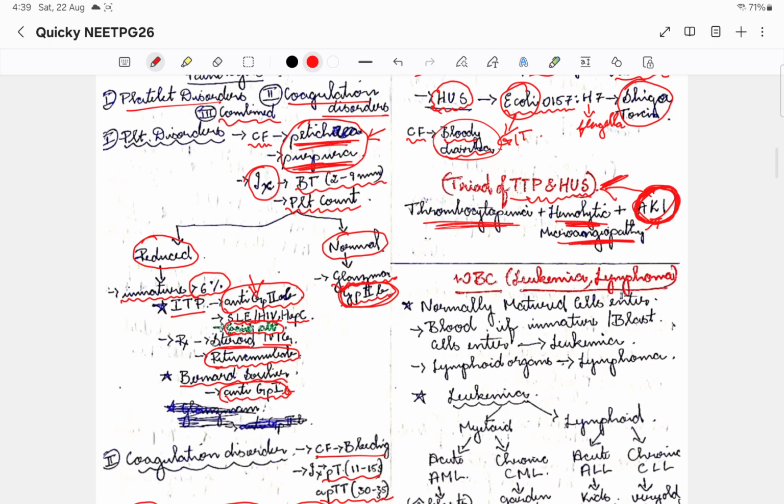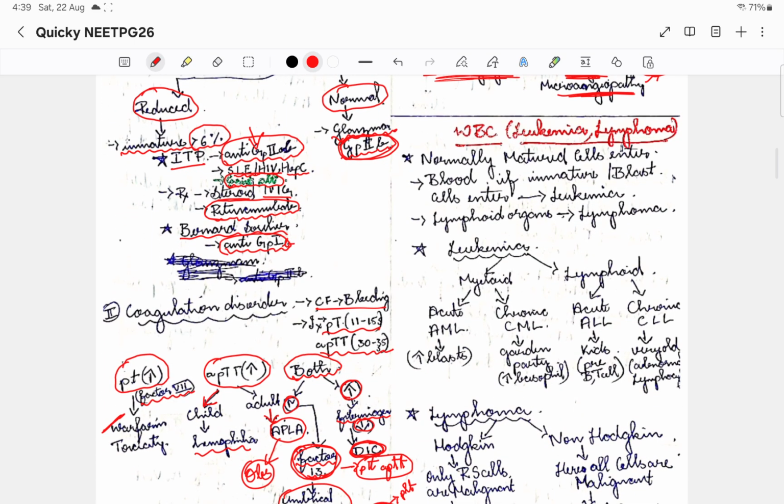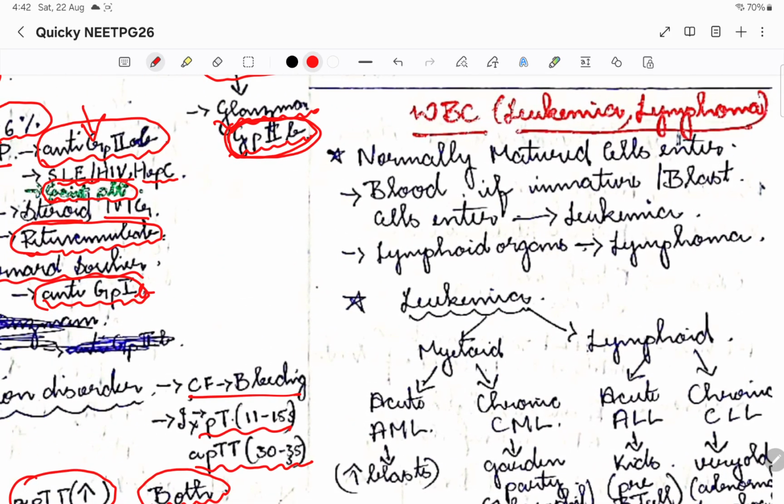So now the major thing, the leukemias and lymphomas, your favorite topic with respect to WBC, we'll see. Let us see what these leukemias and lymphomas are. Normally, matured cells enter the blood, right? From the bone marrow, all the hematopoiesis will happen inside the bone marrow itself and release whatever the matured cells are there. Think of it as schools, or the military camps, these bone marrows are. So it will release only the trained soldiers, right?